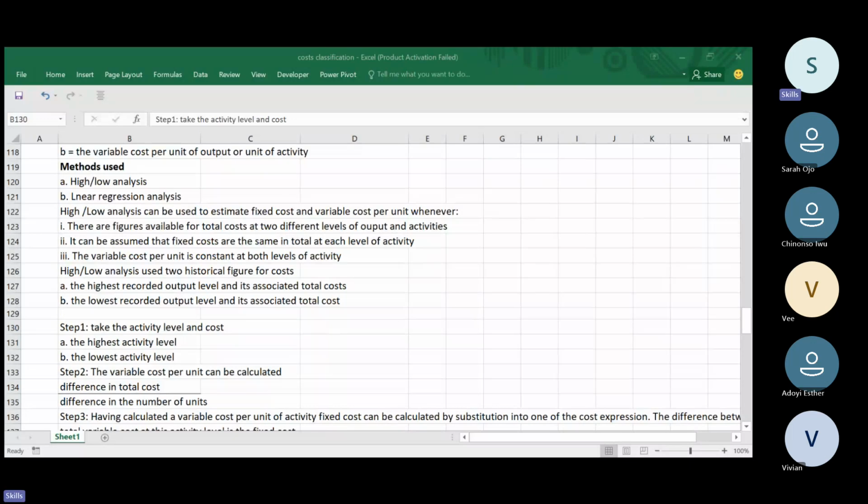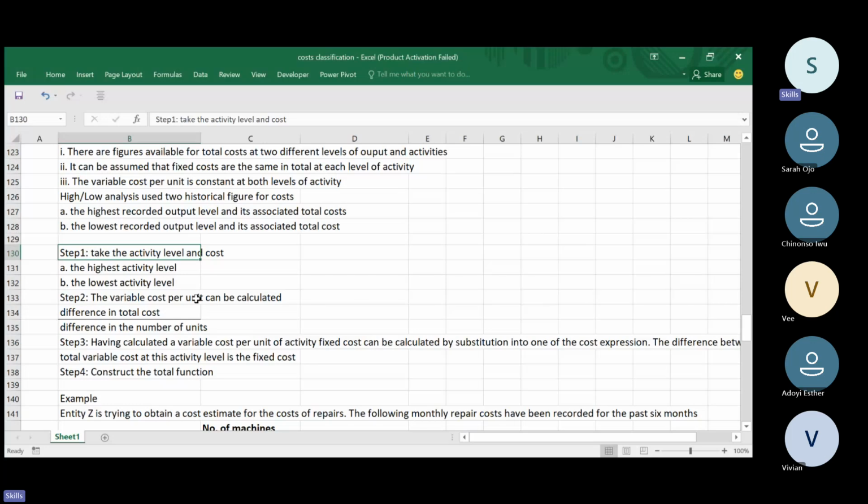Then the next thing you will do, that's step two. The variable cost per unit can be calculated. This is how you calculate the variable cost per unit. You find the difference in total cost and the difference in number of units, then you divide it. That will give you the variable cost per unit.